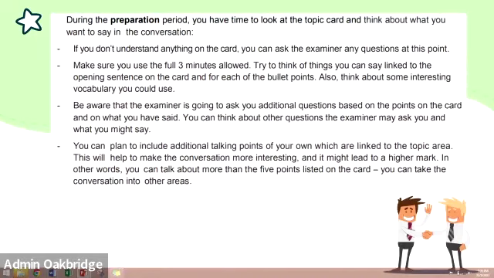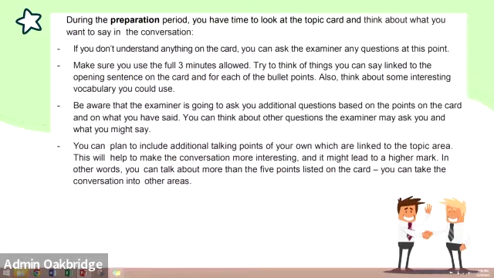During the preparation period, you are given time to have a look at the topic card and think about what you want to say in the conversation. You are given 2 to 3 minutes to prepare. During this preparation period, in case you don't understand anything on the card, maybe a word or a prompt, you can ask the examiner any questions regarding the topic card that was given. Don't think that questions cannot be asked. You are given the chance to ask.